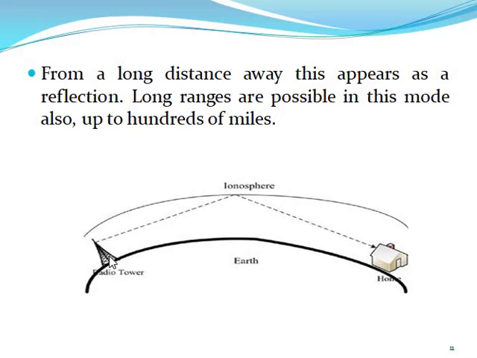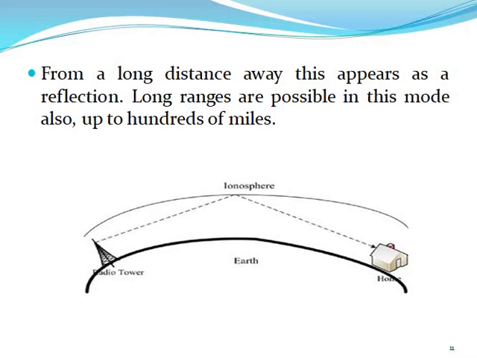So what is the sky wave? A sky wave is transmitted to the ionosphere and the signal is reflected, but the range is very high compared to the ground wave. From a long distance away, the signal appears from the reflection. Long range is possible in this mode, up to hundreds of miles. So what is the use of the sky wave? The range of the signal is very high with the reflection mode. So the sky wave is mostly used compared to the ground wave.